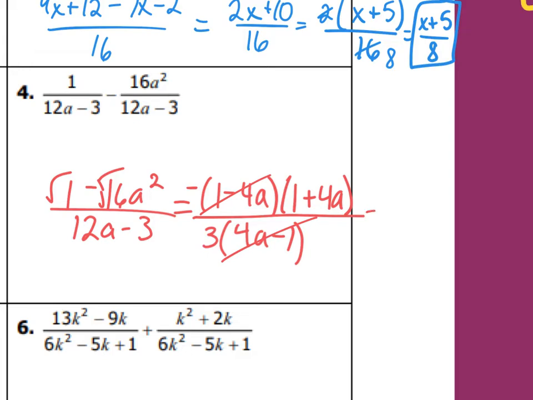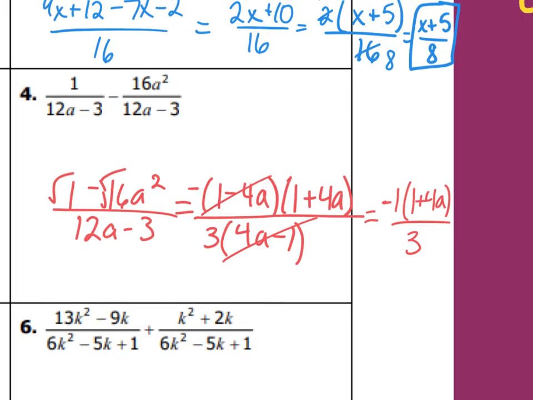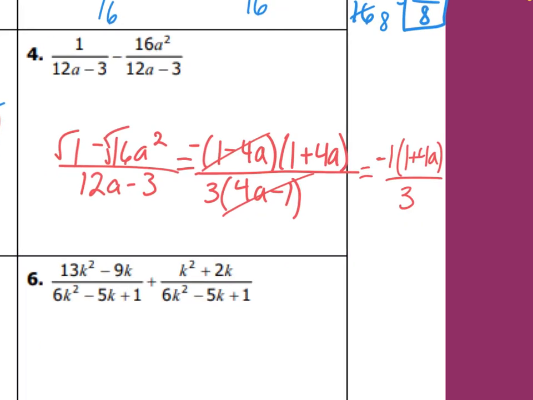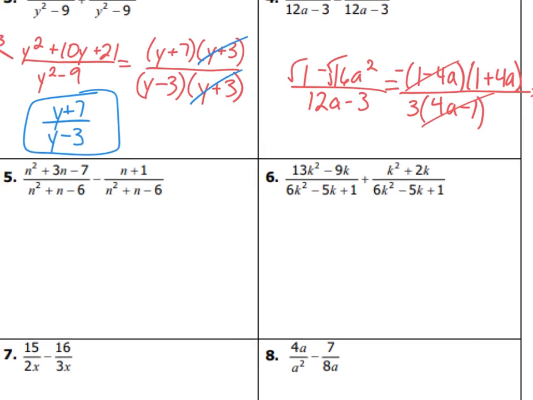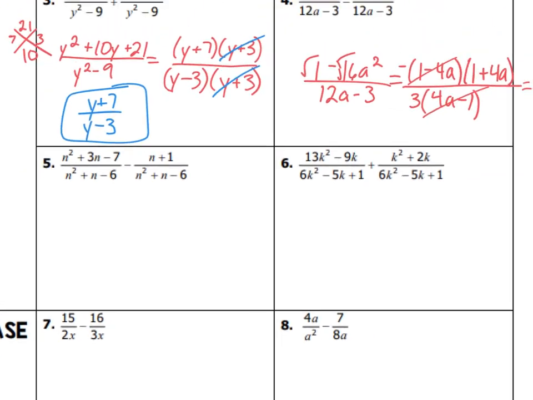Okay, so my final answer is just going to be -1 times 1 plus 4a over 3. Good. If you wanted to simplify that down further by distributing out that -1, you could, but I wouldn't count points off for that. I don't think Mr. Millard would either. Okay? We'll keep going. Any questions on that?